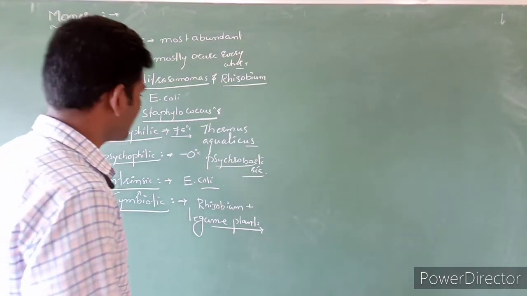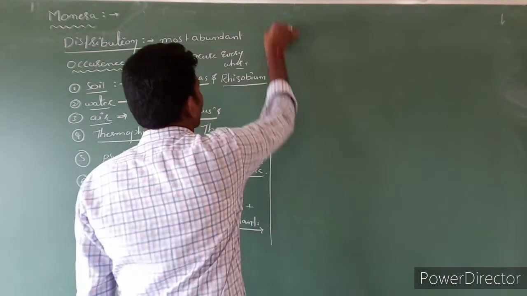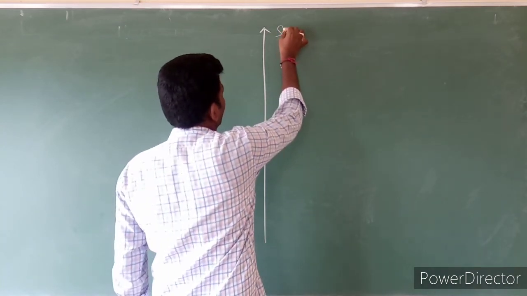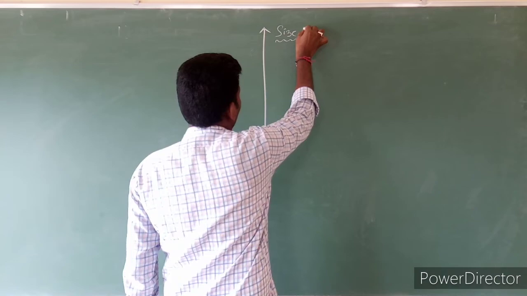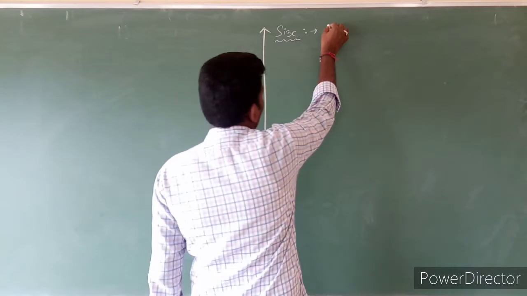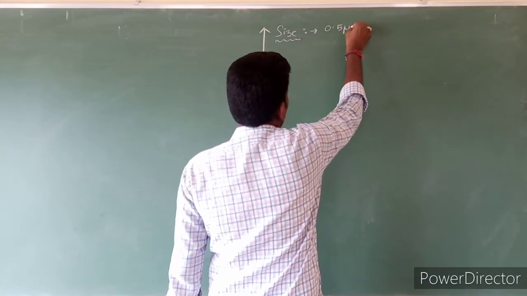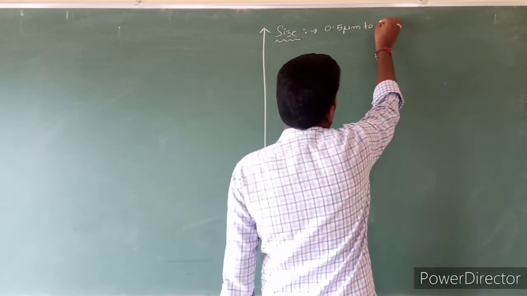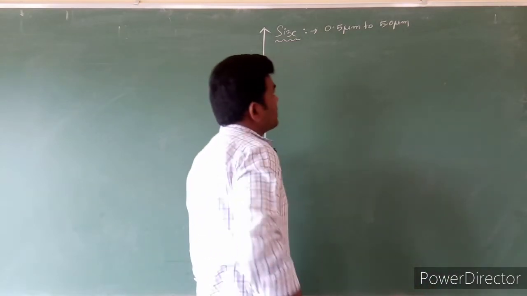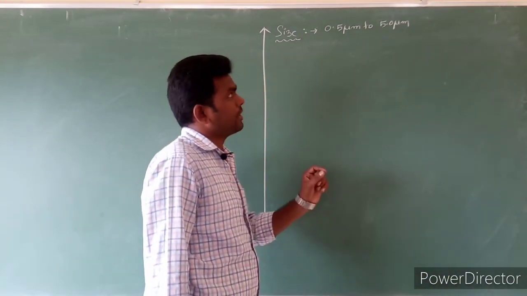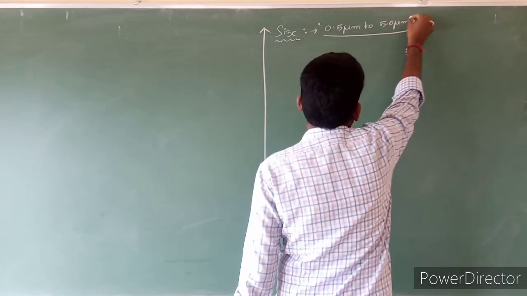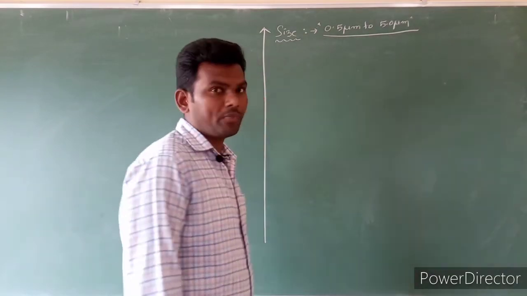Next, size of the bacteria. The average size of bacteria is 0.5 micrometer to 5.0 micrometer. Actually, in some books 2.0, 3.0 is given. But the recent and exact information is 0.5 to 50 micrometer.